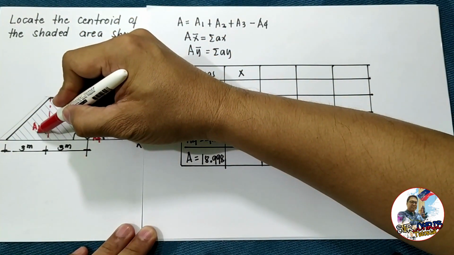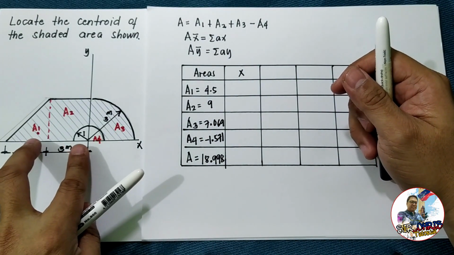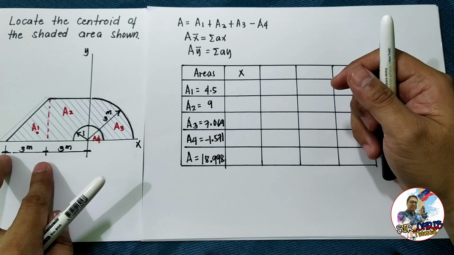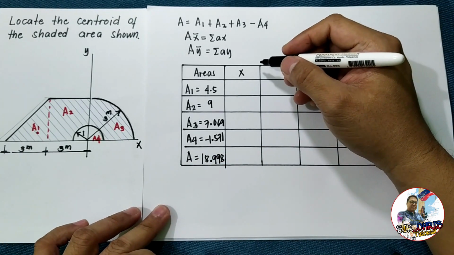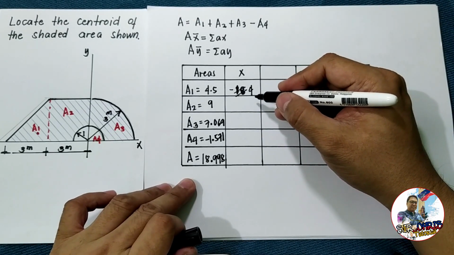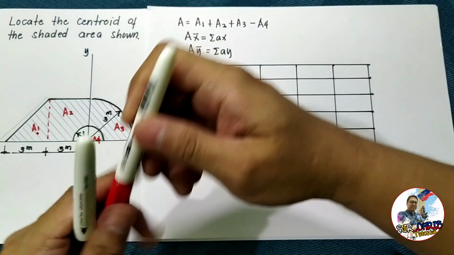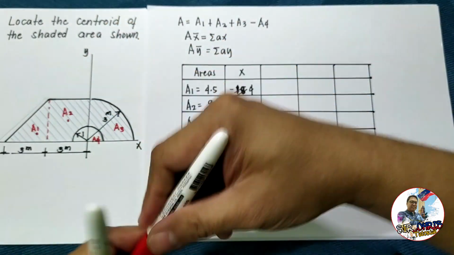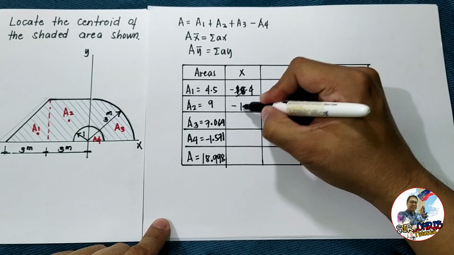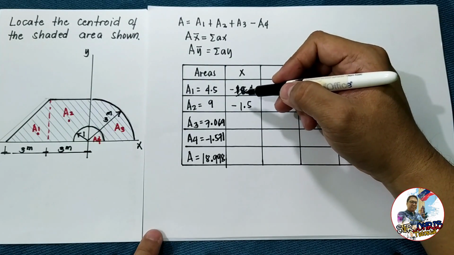Then let us have now the x distances of the centroids of each area with respect to the y-axis. For area 1, this is the centroid. How do we get that distance from the y-axis? This is 3 plus 1/3 of 3, so that's going to be negative 4. Next we have the centroid of area 2 with respect to the y-axis. That's going to be negative 1.5. Why do we put a negative sign? Because it is to the left of the y-axis.